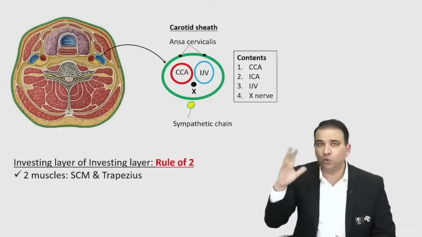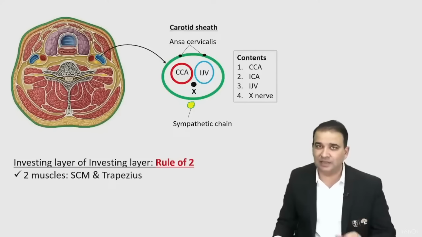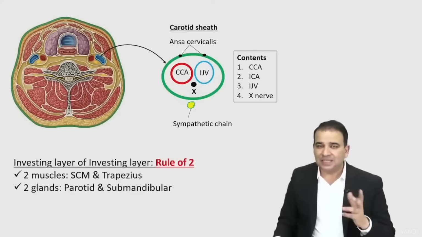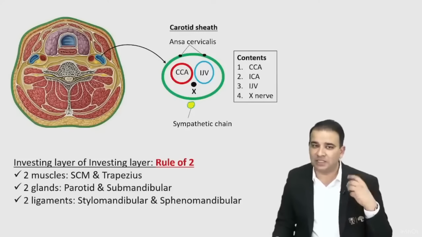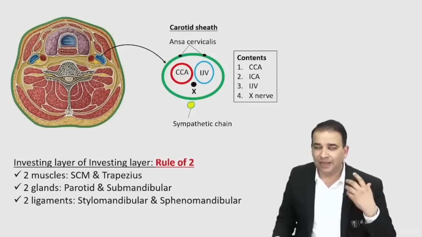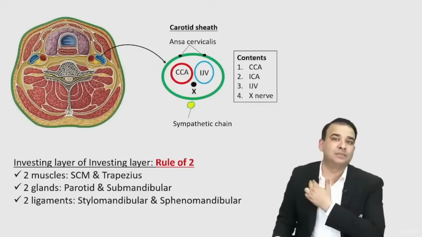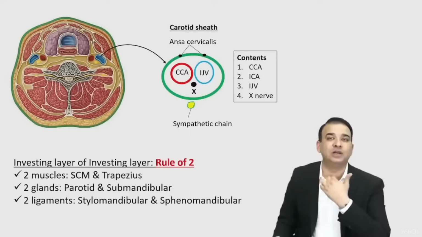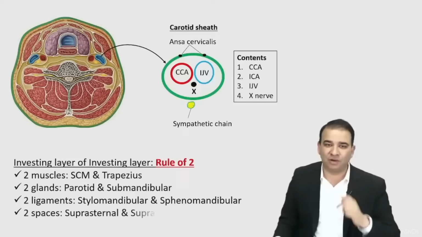Face ke upar there is no deep fascia, guys. There is no deep fascia on the face except for the parotid gland, which is covered in the investing layer only. It is also forming two ligaments of the mandible, called the stylomandibular and sphenomandibular ligament. It is also enclosing two spaces, one above the sternum and one above the clavicle. We call it the suprasternal space, also called the burn space, and there is a supraclavicular space also.